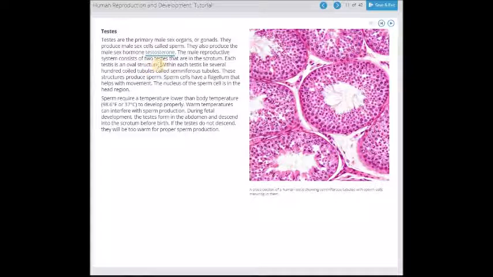The male reproductive system typically has two testes that are in the scrotum. Each testis is an oval structure, and within each testis lie several hundred coiled tubes called seminiferous tubules. These structures produce sperm. You can see that starting right here. They start here in the middle, and they slowly work their way out. In fact, in the middle of this seminiferous tubule, you can actually see the tails of some of the sperm being produced here, and they work their way out, and eventually they come out here and start working their way down through the tubules.